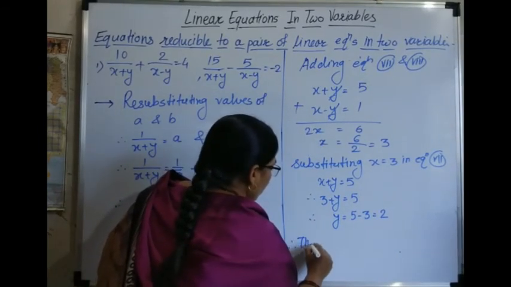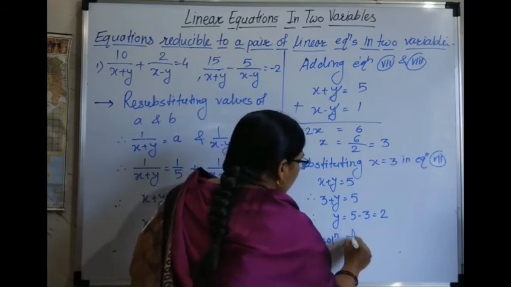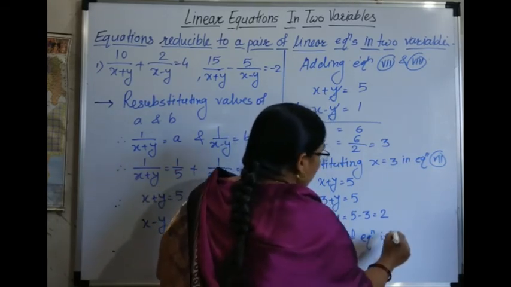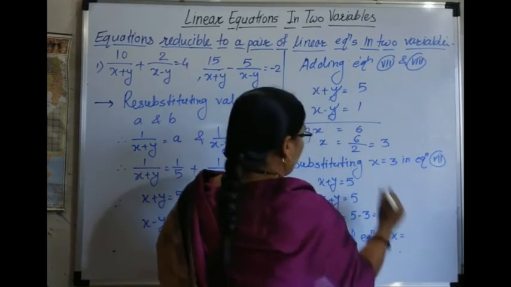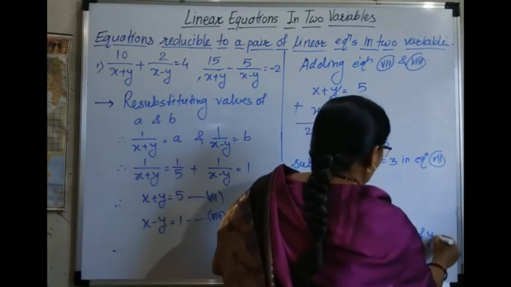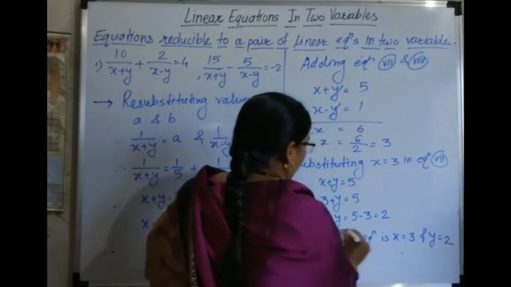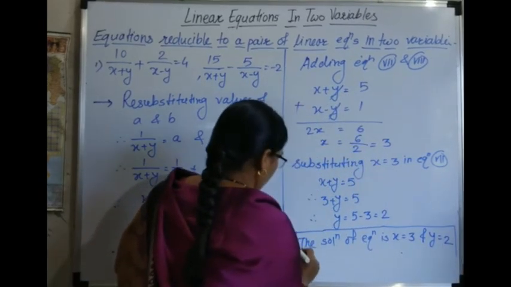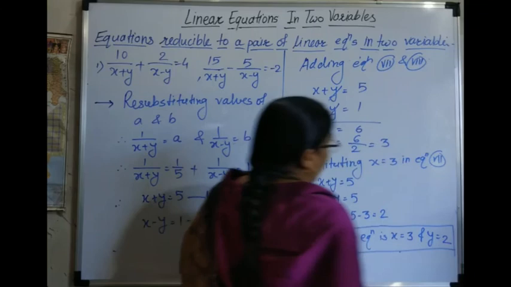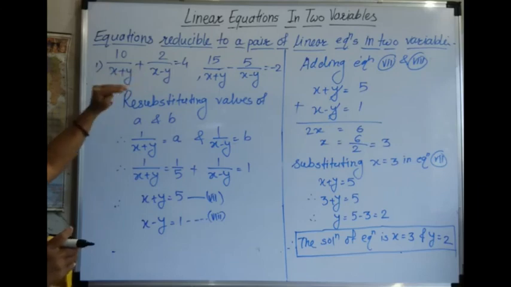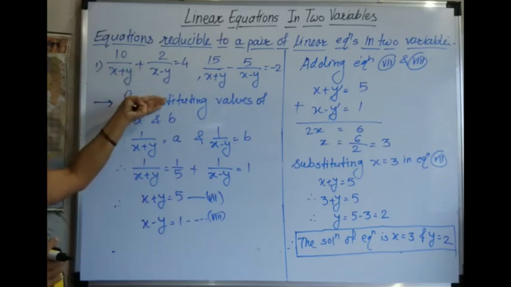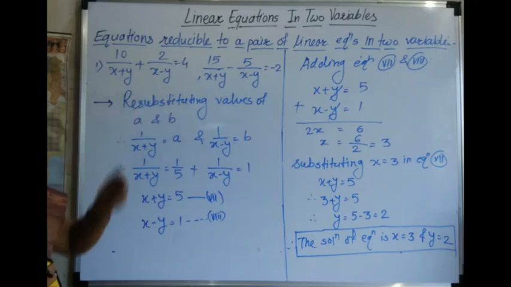Therefore, the solution of the equation is x is equal to 3 and y is equal to 2, which is the solution of the given equation. This process is lengthy, but we can solve it easily. I hope you have understood this whole method of how to solve by reducing the variables and writing these equations in the standard or general form of linear equation.